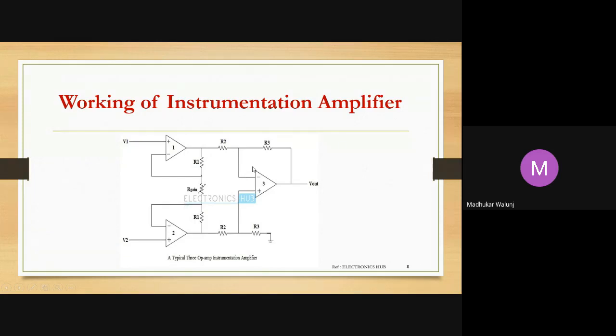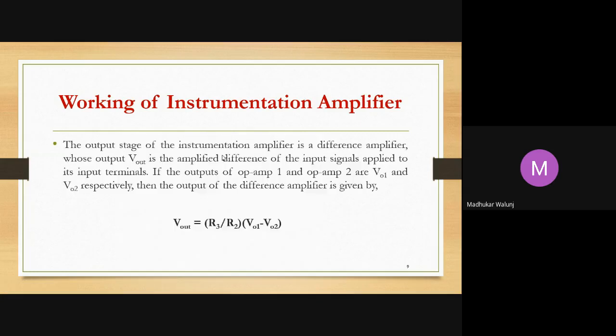Then the next part is the difference amplifier. The difference amplifier has a gain of R3 upon R2, as R3 is the feedback resistor and R2 is the input resistor.